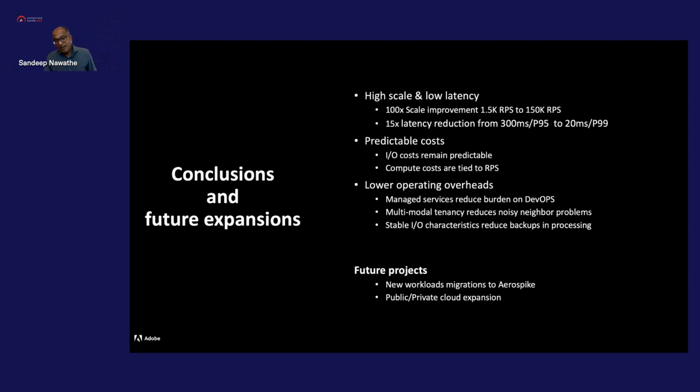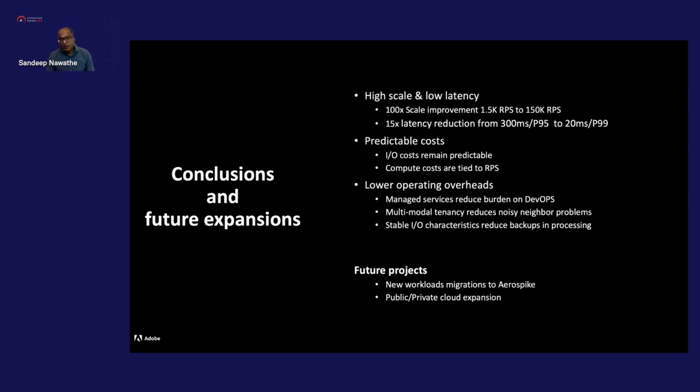Another thing that has happened is that the I/O costs are now more predictable for us, because with Cosmos DB, it's a continuous variance that comes into play. Compute costs are now tied more to the requests per second running through the system. So that has also become very important for us.